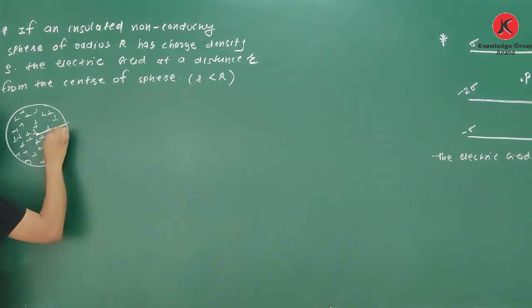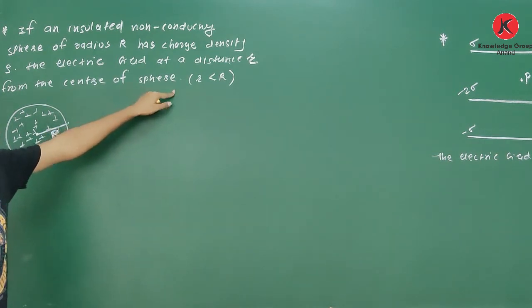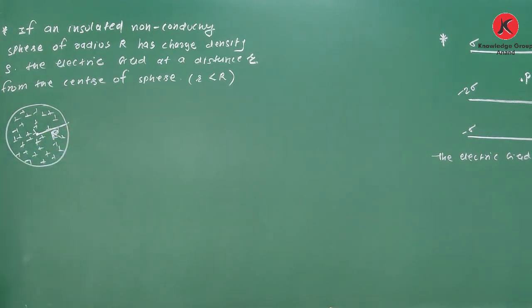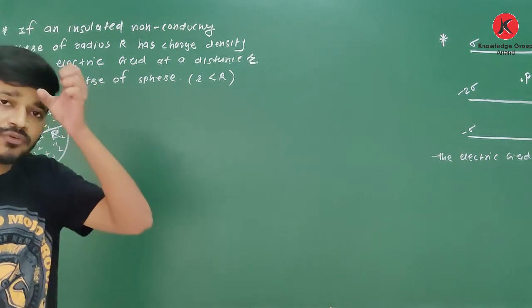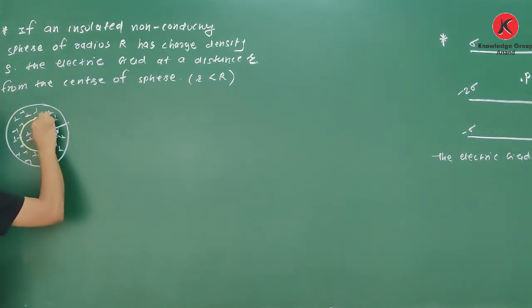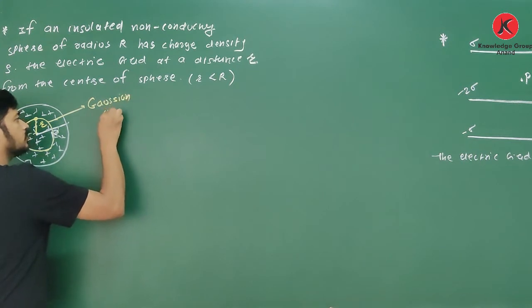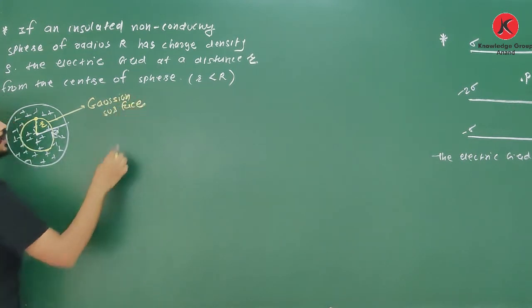Its radius is R. But we have to find the electric field at distance small r, less than R. So suppose I want to find the electric field at this point, having distance r. We know how to find electric field with the help of Gauss law. So I have to assume one Gaussian surface having radius r.